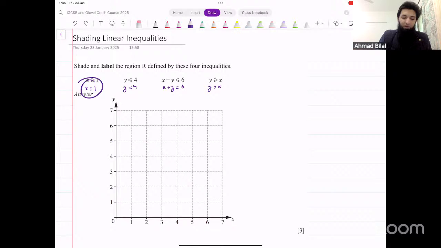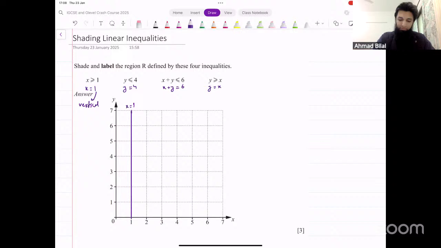X equals 1. What does that graph look like? X equals 1, remember, x equals a constant. What type of lines were they? They were vertical lines, right? X equals 1 is supposed to be a vertical line. Where would that be? Where the x coordinate is 1, the line would look like this. When x is 1, you draw a vertical line like this. Let's label this line. This is the x equals 1 line.